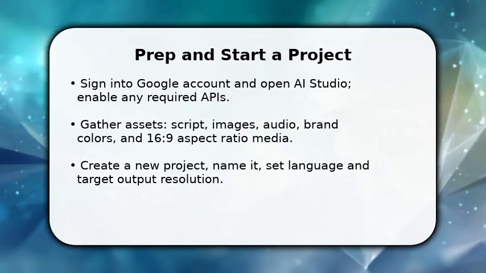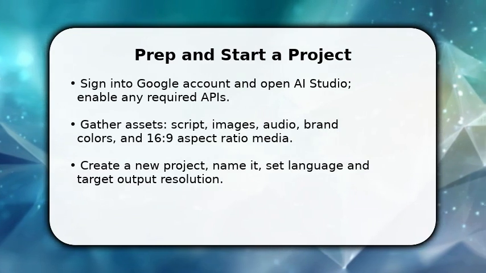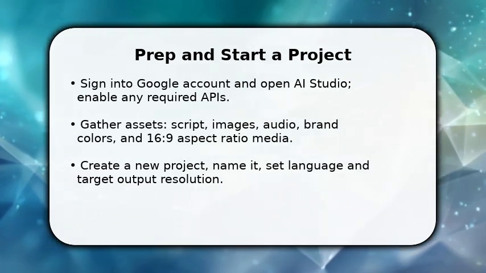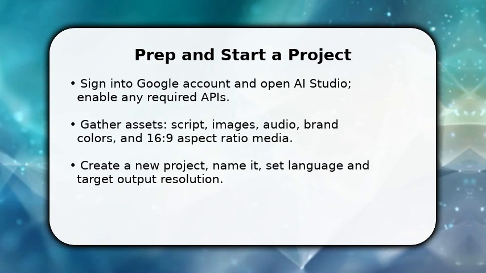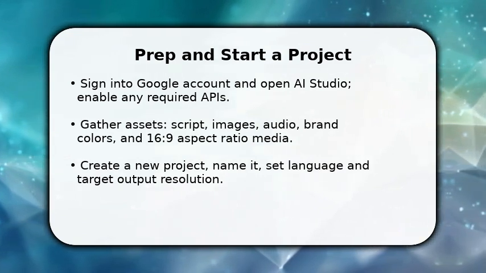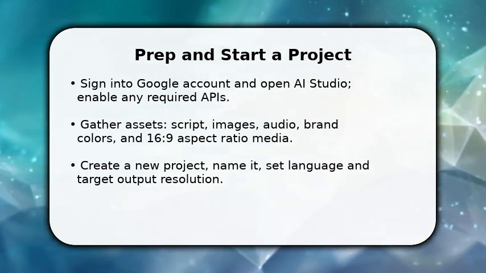You begin by signing into your Google account and launching AI Studio. This gets permission and API access out of the way. Once signed in, create a new project and give it a clear name so you can find it later.